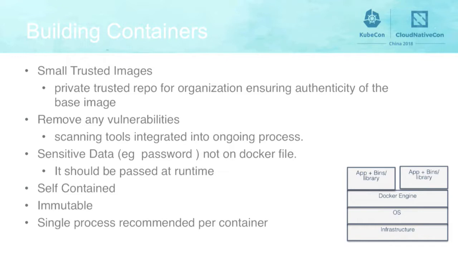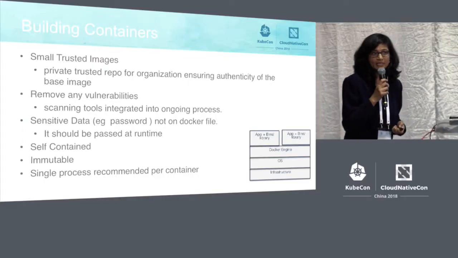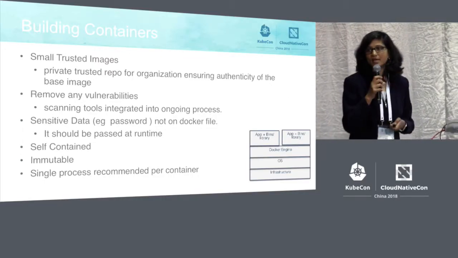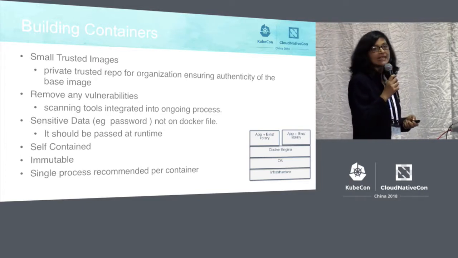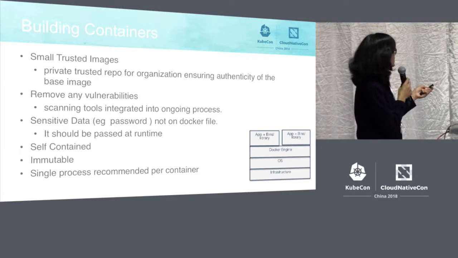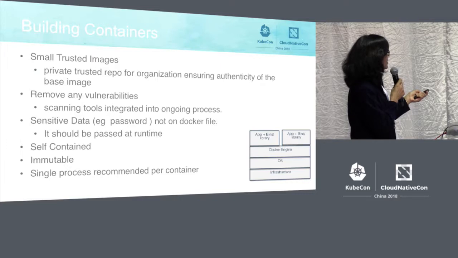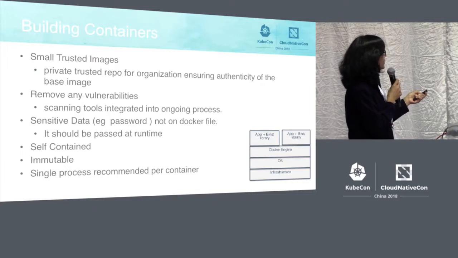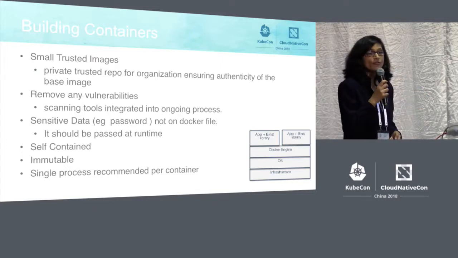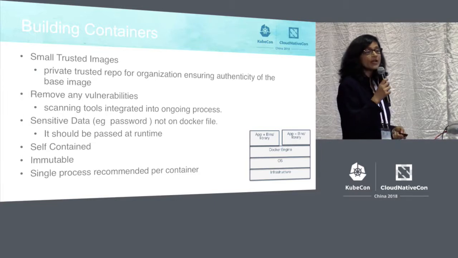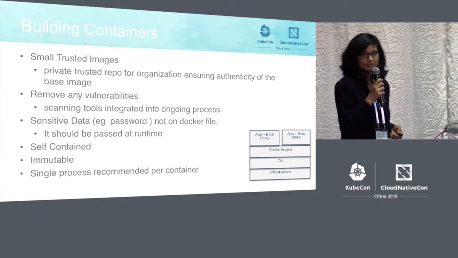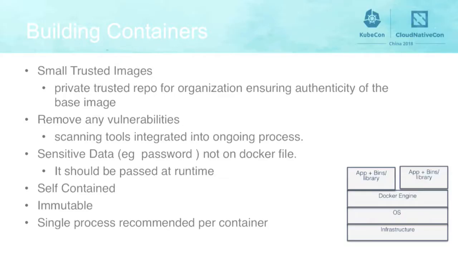this is a key one. We have seen this happen inside our place as well, where you would go download an image from Docker Hub and use that to start building your application. That's a no-no. It should be a small image, and to be best, there should be a private trusted repo for the organization where you can run security checks and all. That's a must-have for the production setup.